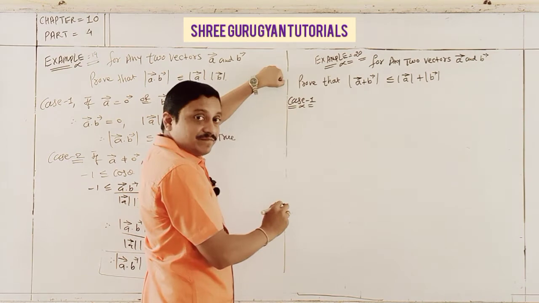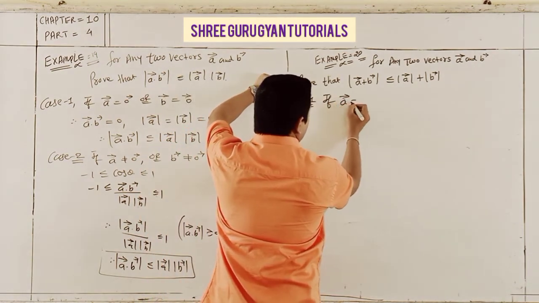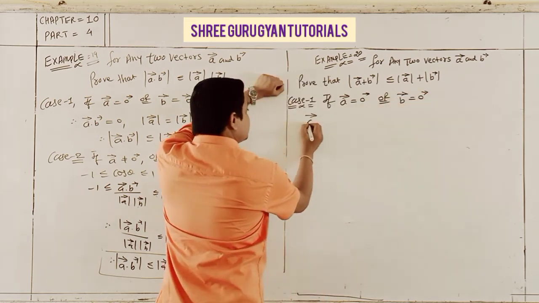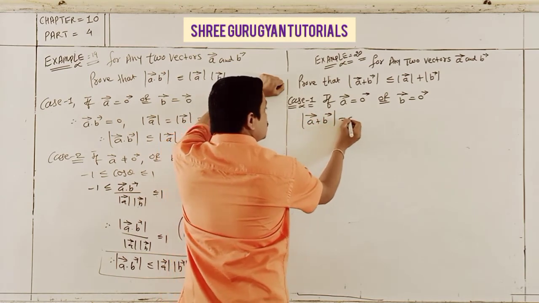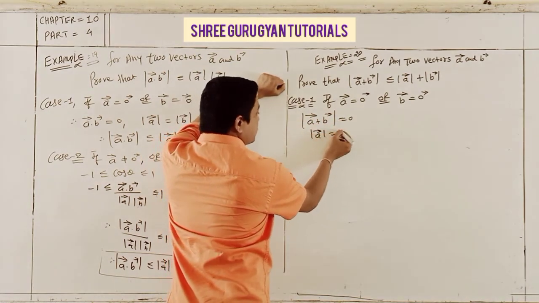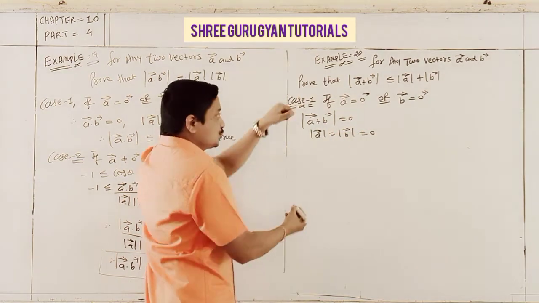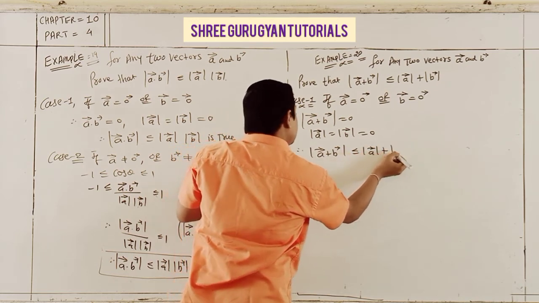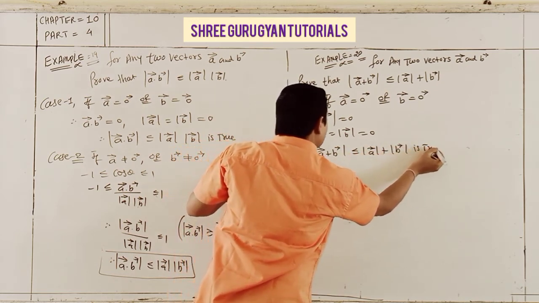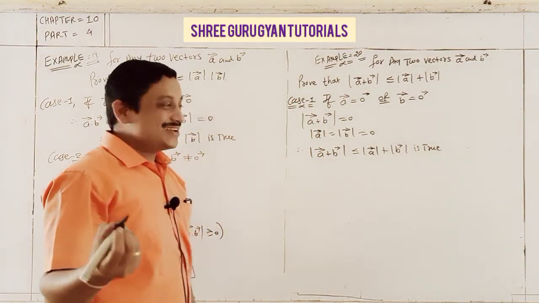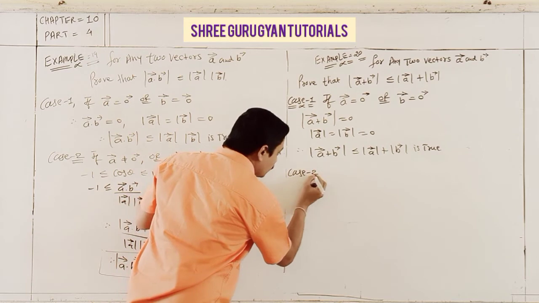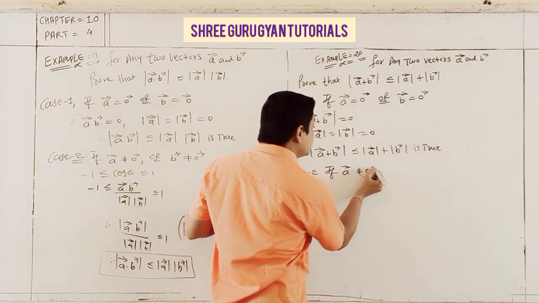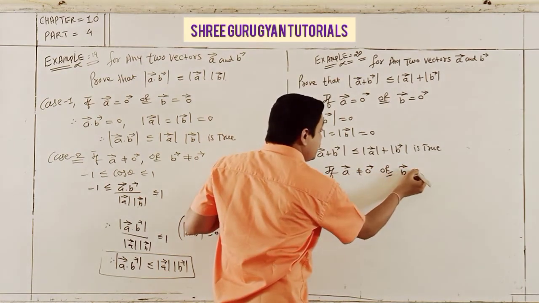Same as I explained. If A is 0 or B is 0, students, what is the magnitude of A plus B? Definitely 0. Magnitude A plus magnitude B is also 0. So the magnitude of A plus B is less than or equal to modulus A plus modulus B is true. First case happily done. Now I go to case 2. Simple, now non-zero: if A is never 0 or B is never 0.